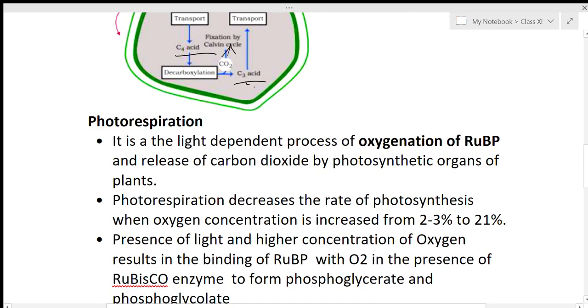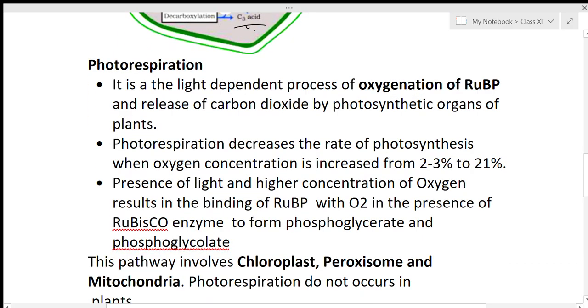Okay, the next topic is photorespiration. Photorespiration is the light dependent process of oxygenation of RuBP. Now we can say that RuBP is reacting with CO2 also. This is known as carboxylation. But when the RuBP is accepting oxygen, we can say that it is oxygenation. So it is the light dependent process of oxygenation of RuBP and release of CO2 by the photosynthetic organs of plants.